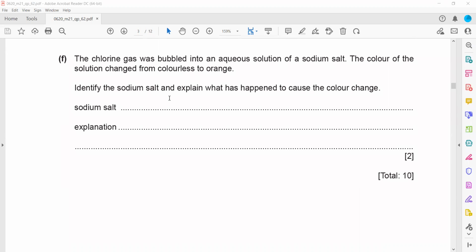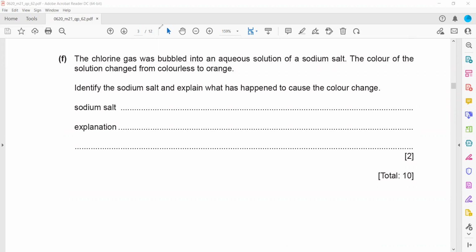Then the last part: chlorine gas was bubbled into aqueous solution of sodium salt. The color of the solution changed from colorless to orange. Identify the sodium salt and explain what happened and what has caused this color change. So remember, chlorine is more reactive.